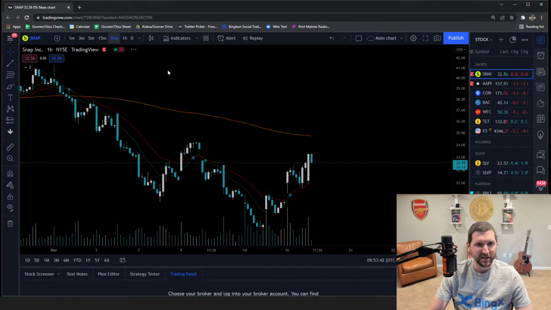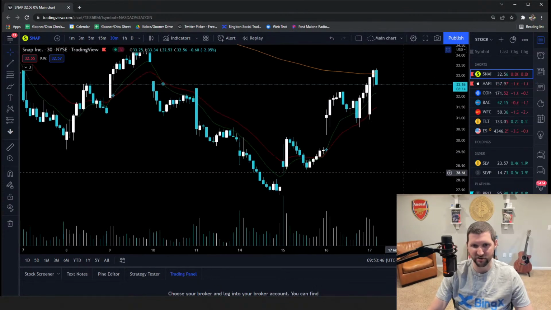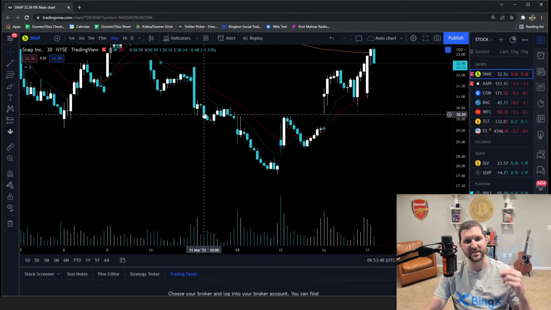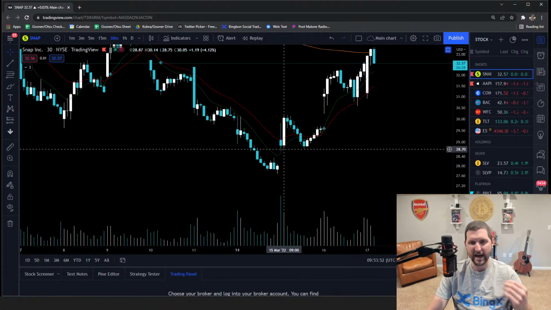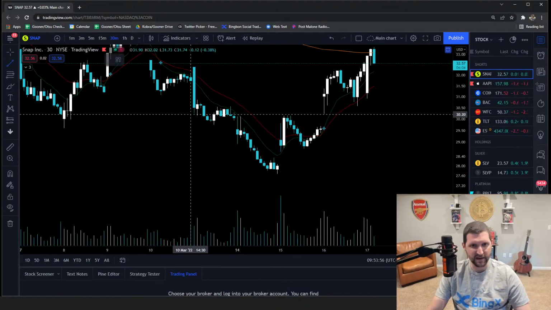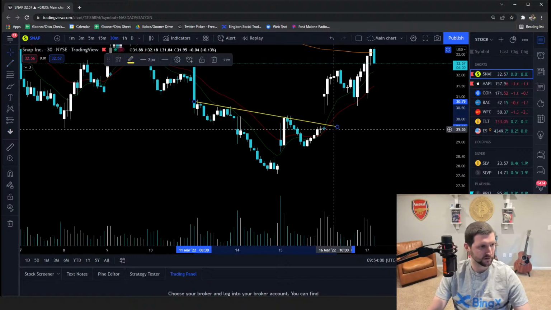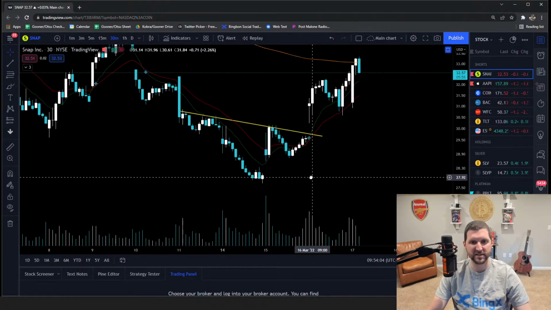So here we go. All right, so we are going to look at this inverse head and shoulders. Picture perfect. Look at this. Left shoulder, right shoulder, head. Look at how the right shoulder is in between the left shoulder and the head. We're going to draw a neckline here. So this would be a long.